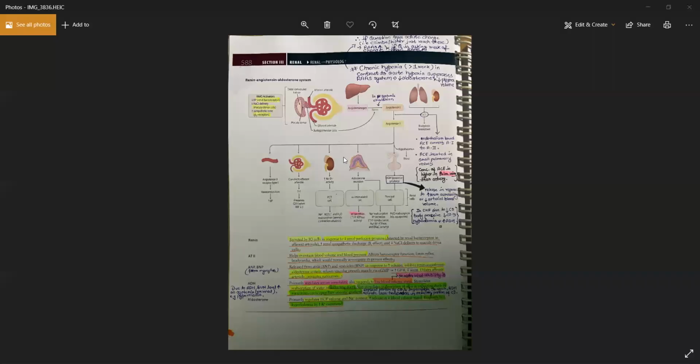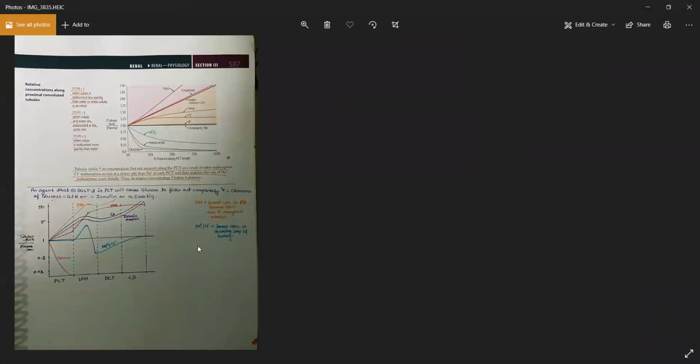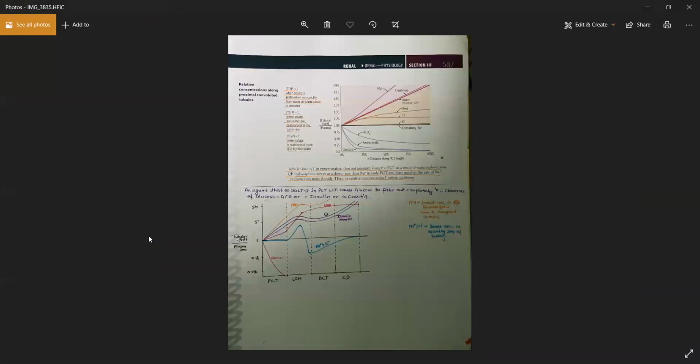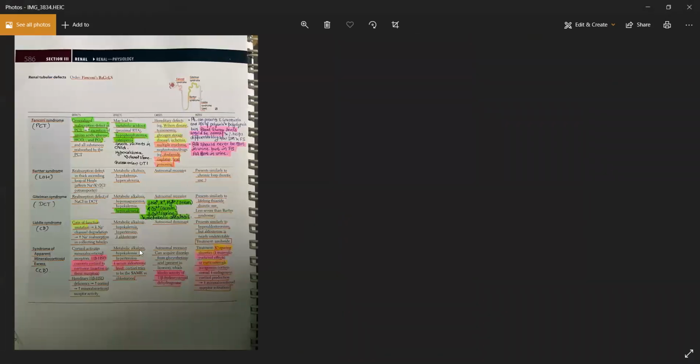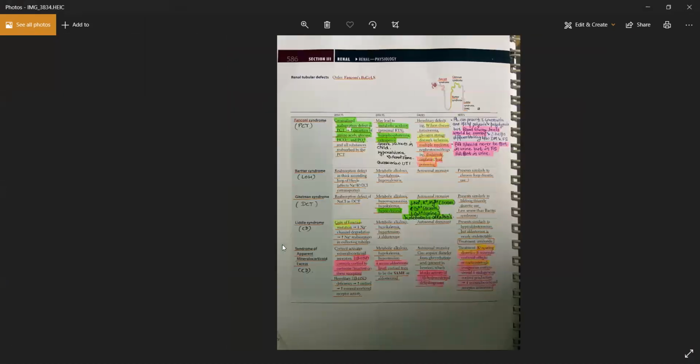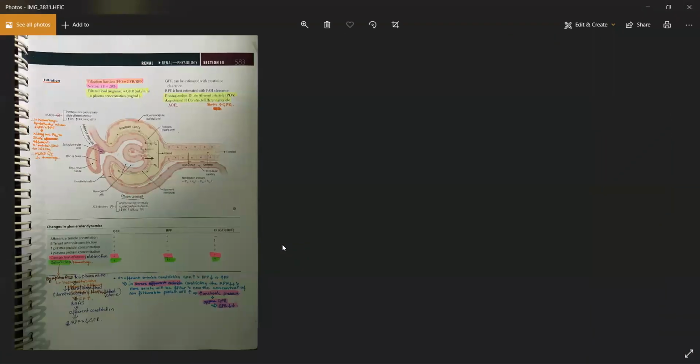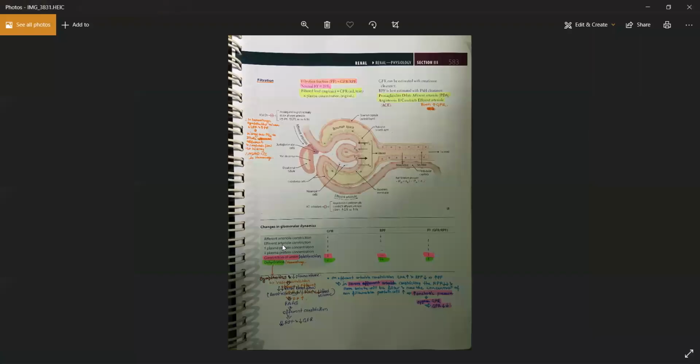So far we have discussed all the pictures of the PCT you will see: the concentration changes of all the solutes when the filtrate passes through the different portions of my nephron. Let's go back and remind ourselves of one important concept again, and that was angiotensin 2.